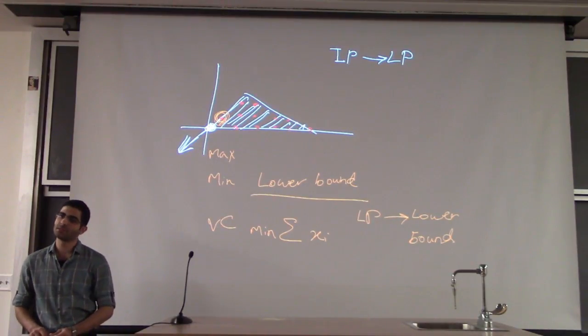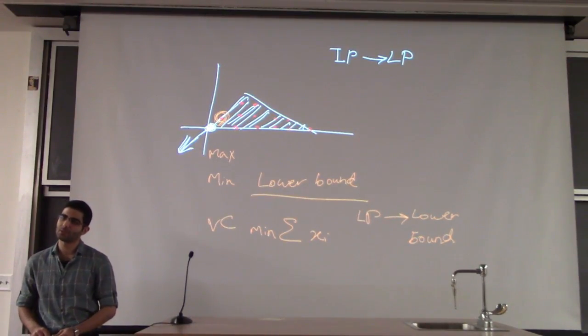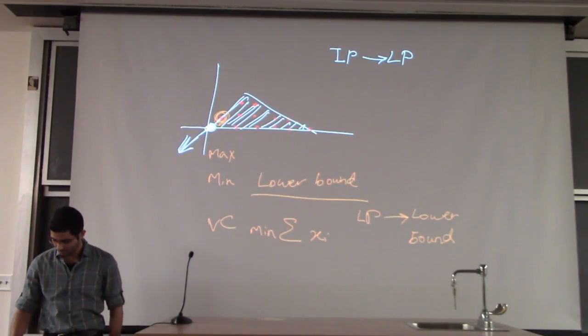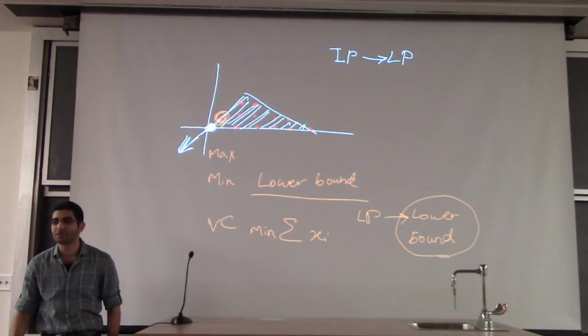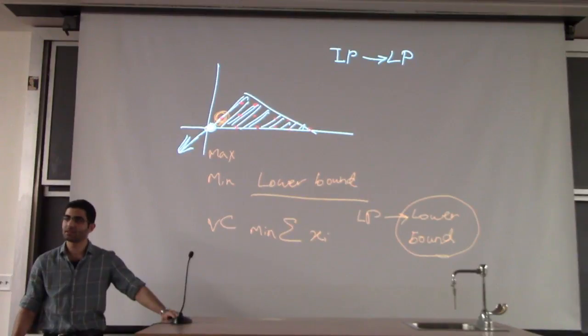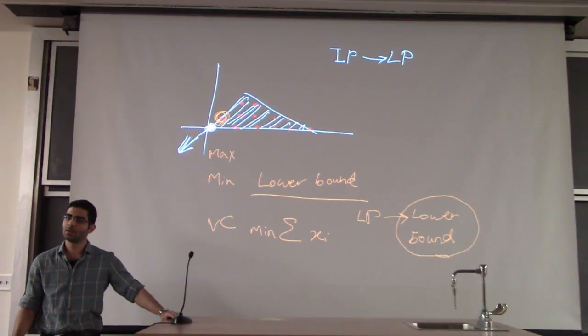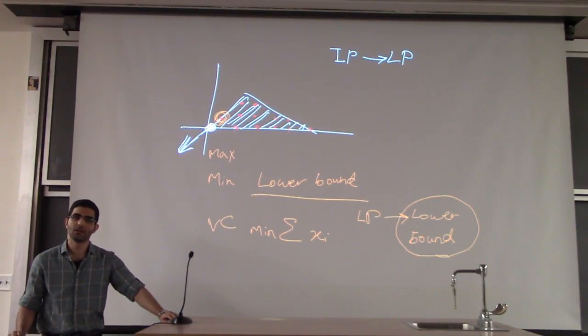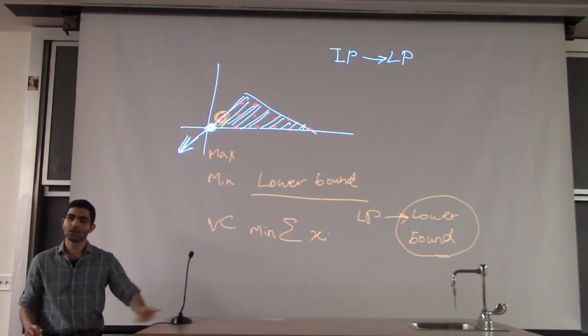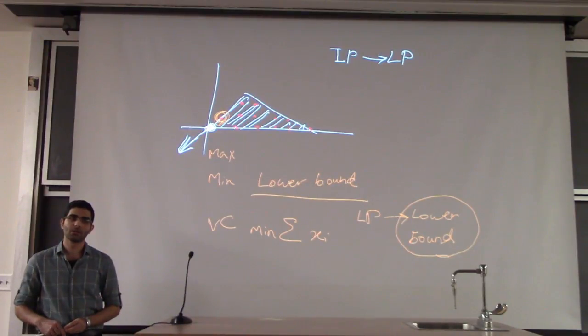The second step is getting an approximation algorithm to give us an approximated answer based on this lower bound. Is there any question? You seem a little bit confused.